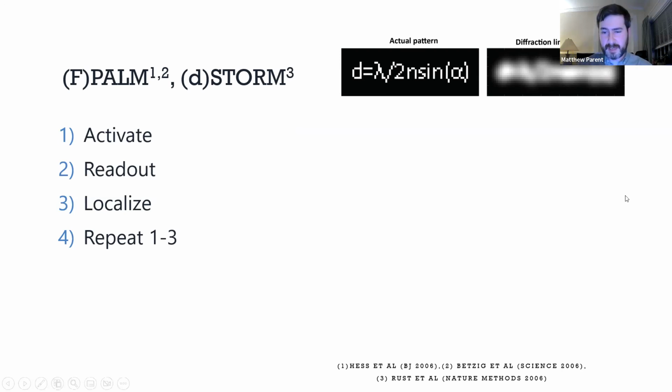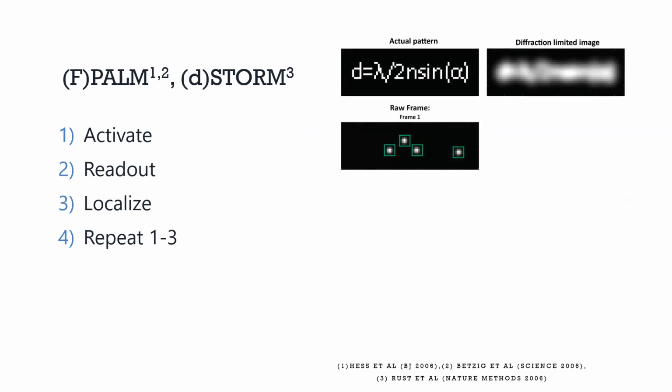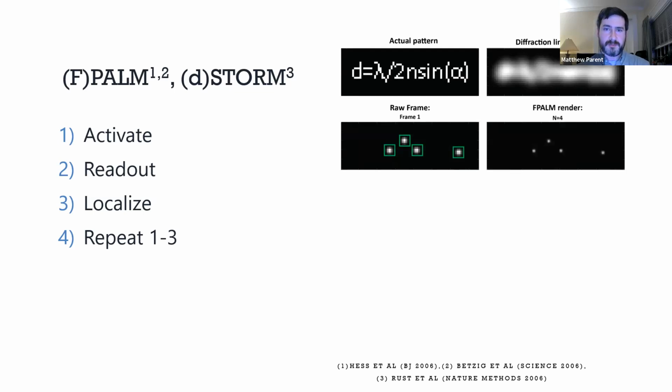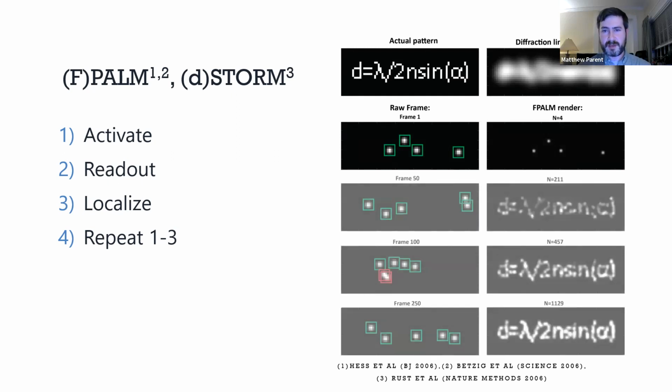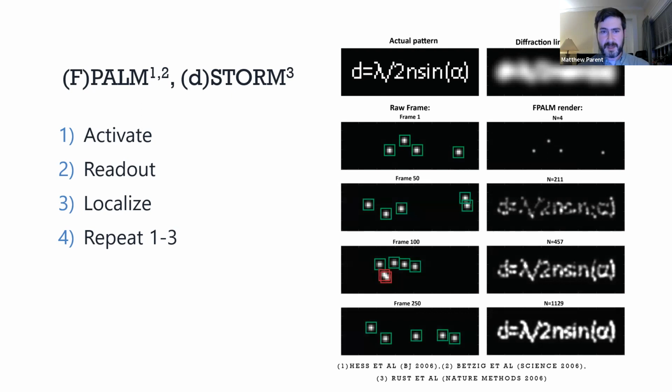To overcome that, we switch some of them on, we find them, localize them, and then you can add them to a render. You can do this over and over again. Because only a few of those molecules are on at the same time, you can resolve them. You can separate them and tell them apart. So you overcome this diffraction limit by using this process. As you can see on the render on the right, this is just a simulation, but the details of the original pattern become much clearer than if you were looking at the diffraction limited image.